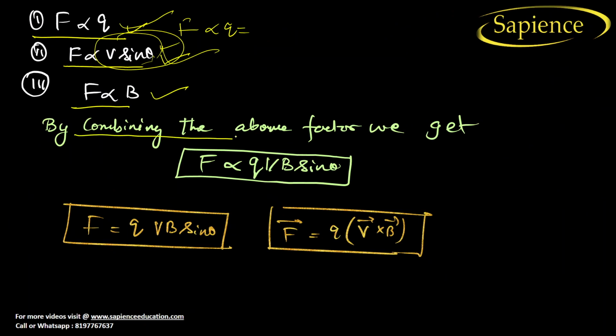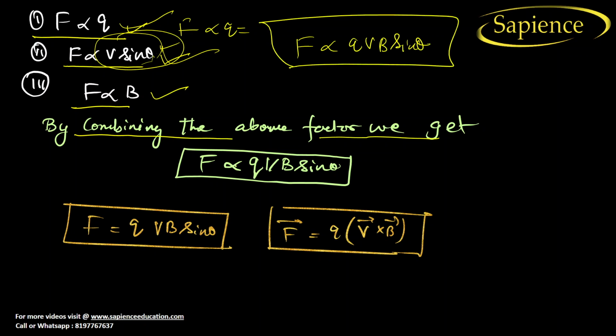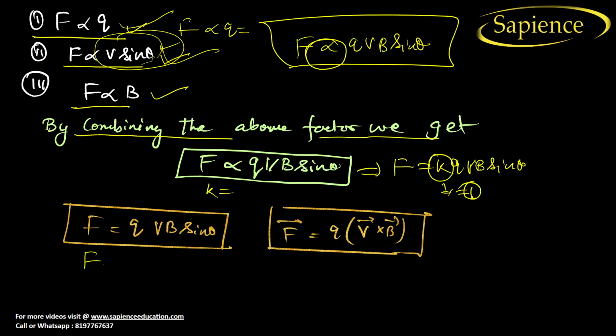So by combining these three above relations, we get F is proportional to q v B sin theta. When we remove the proportionality, let us suppose K is the proportionality constant. We can write F is equal to K q v B sin theta. But the value of K has been taken as 1. So from here we have F is equal to q v B sin theta.